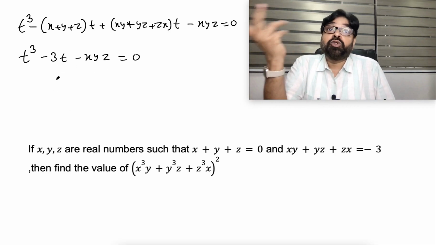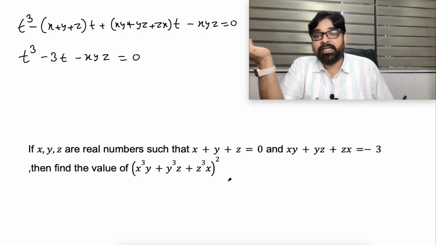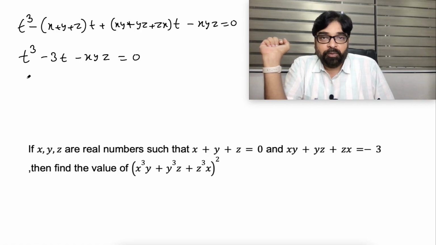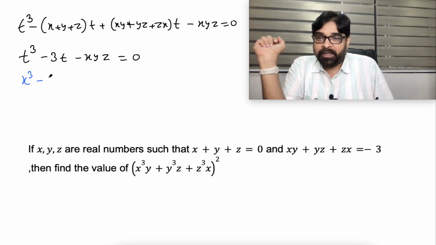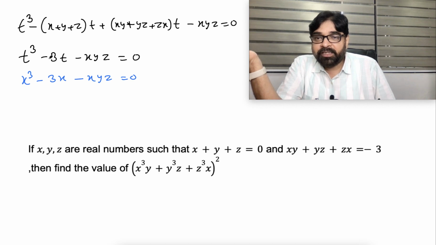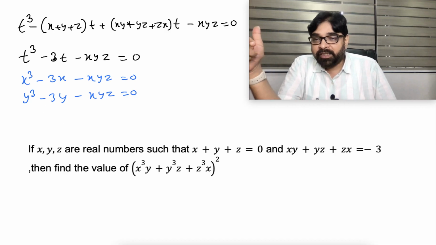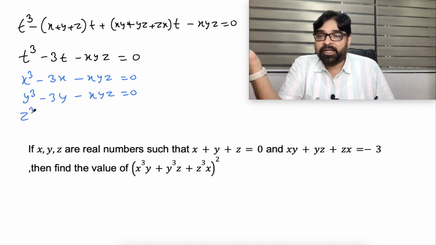Actually, the roots of this equation are what we assumed, x, y, z. So x, y, z will satisfy this equation. So let's put t equal to x. What will become? x cube minus 3x minus xyz, because there is no t squared term, equal to 0. This has the root y also, so y will also satisfy: y cube minus 3y minus xyz equal to 0. z is also a root, so we'll say z cube minus 3z minus xyz equal to 0.